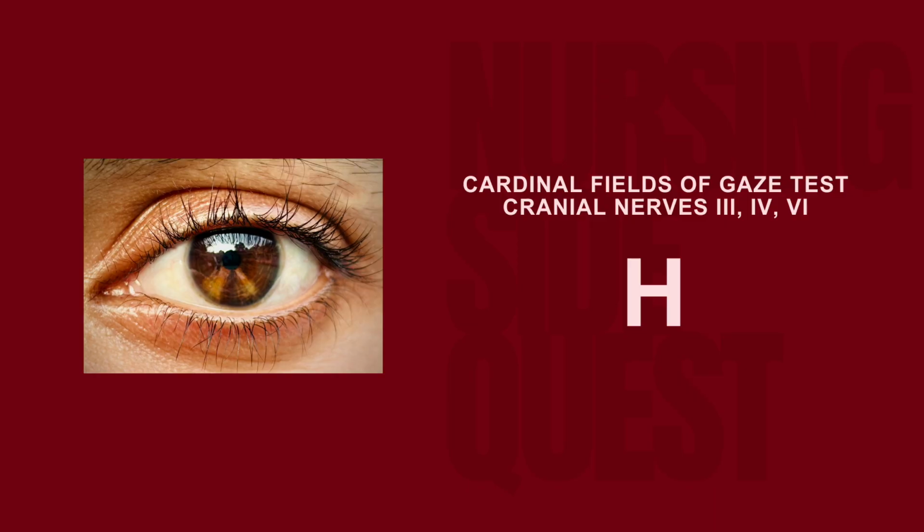The H test. You hold an object about 12 inches away from the patient's face and move it smoothly in a clockwise H pattern, asking them to track it with just their eyes, without moving their head. You are watching to ensure both eyes track symmetrically, looking for any shuddering or lagging, which is called nystagmus.